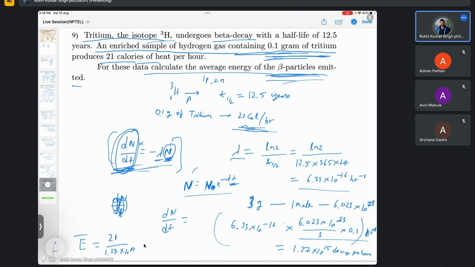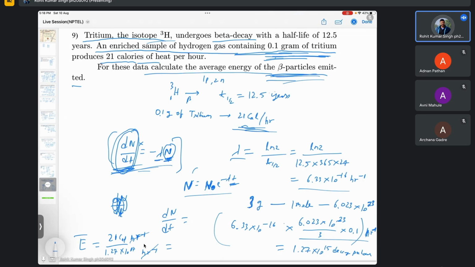So yeah, this is the 21 calories per hour. So per hour gets cancelled, and you get 21. Here you have hour inverse, and here you also have hour inverse, and this is calorie. So you get the unit of energy anyway.